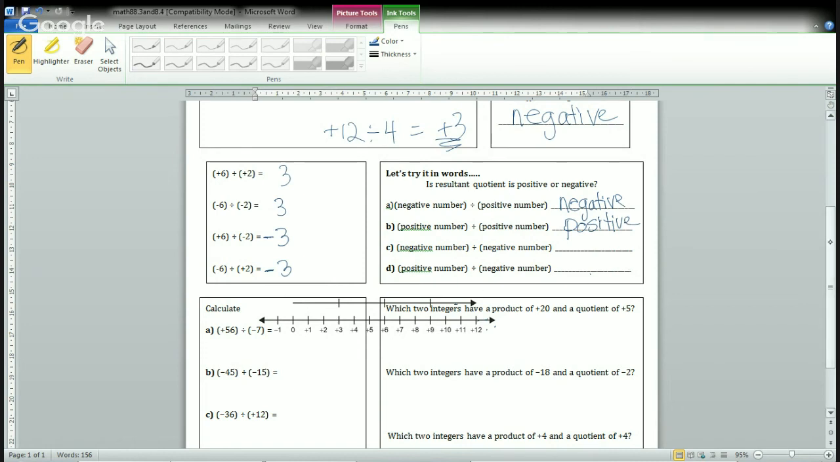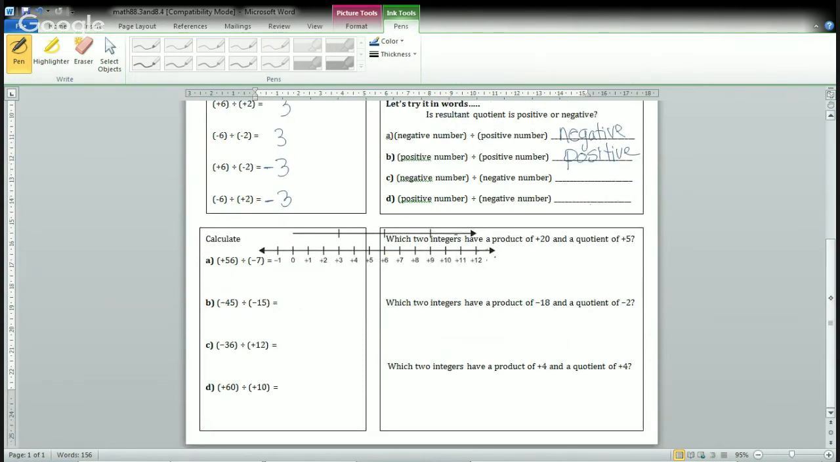Same thing in that calculate box. See what you can do on your own. Again, challenge yourself to do it without a calculator. And then why don't you pause the video and meet me back to try some of these more challenging ones over here. All right, good luck.